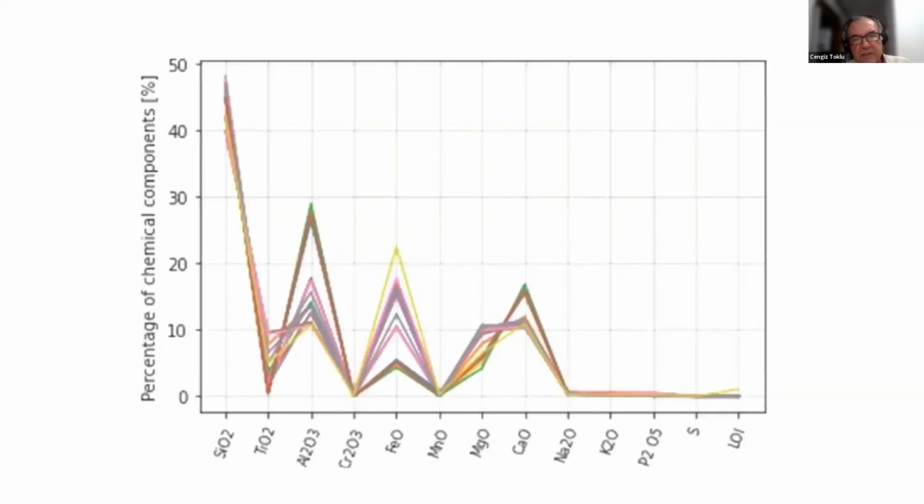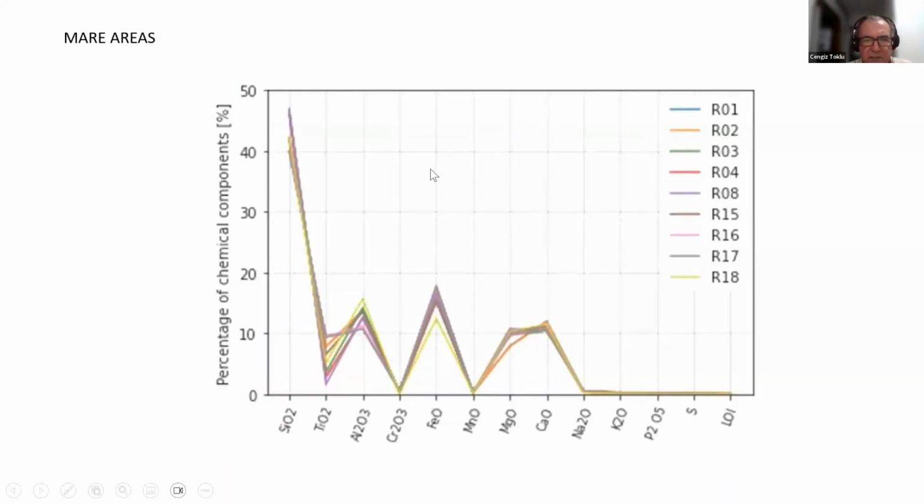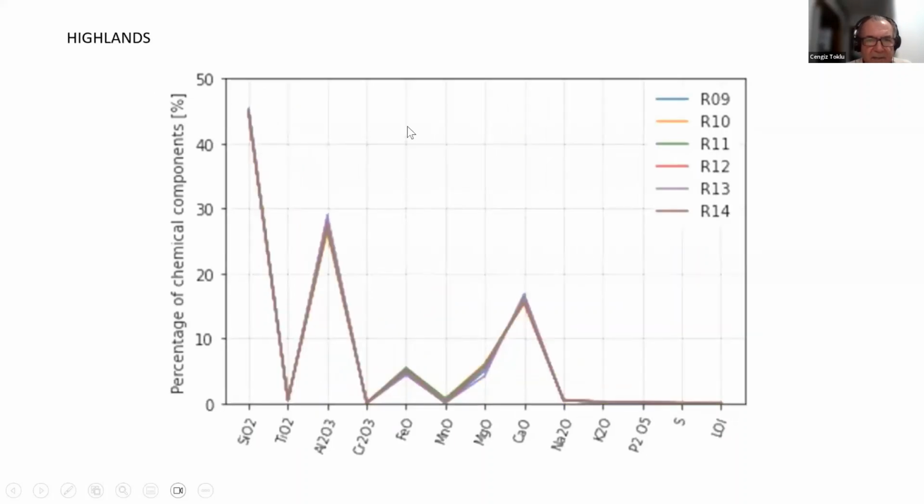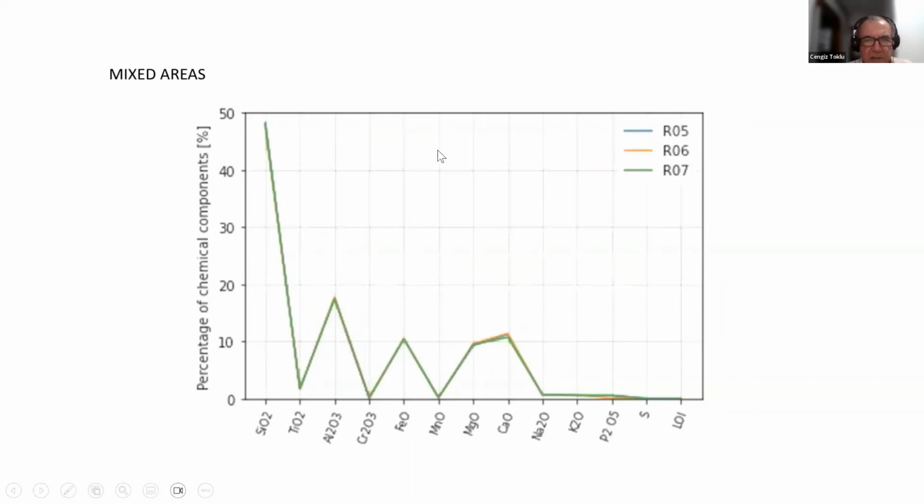Now, not all these soils are of the same characteristics. As you can see here, on the x-axis we have the oxides, and on the vertical axis we have the percentages of components. You'll see that there are big differences from soils from one point to another point, which is the same as on Earth. So if we separate mare areas, highlands, and mixed areas, we have such distributions.